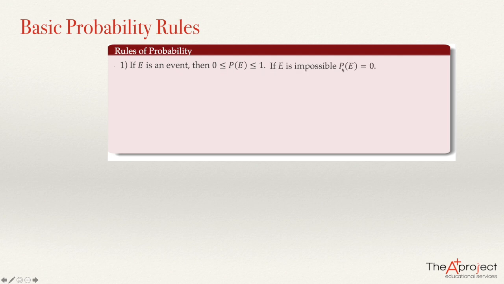Also, the probability of the impossible event will be 0. So this number is for the impossible event, and this number will be for the certain event, for the sure event. So the probability of the certain event or the sure event, that is also the sample space, will be 1. So we know now that the probability of any event will be between 0 and 1, that the probability of the impossible will be 0, and the probability of the certain will be 1.